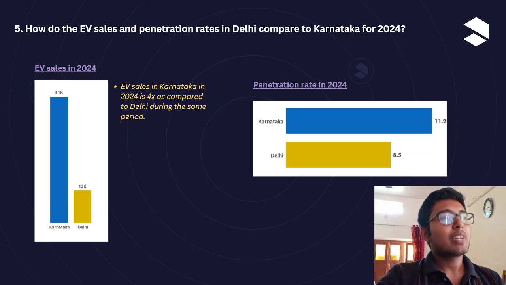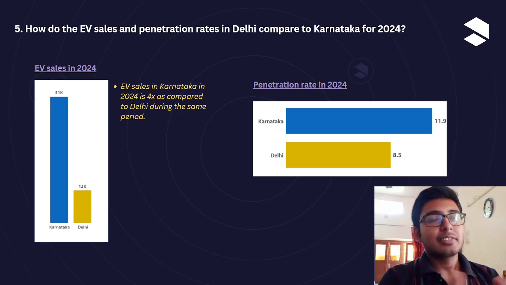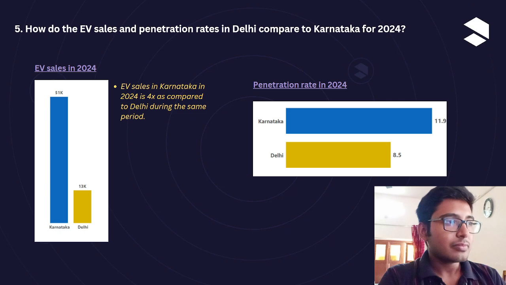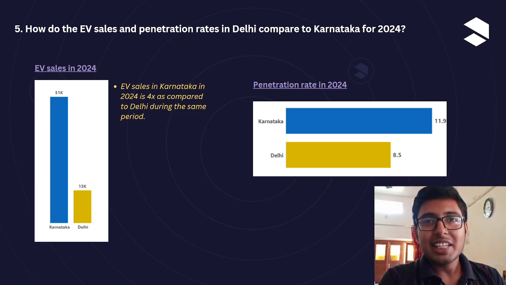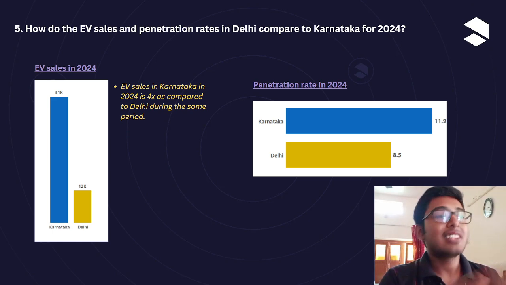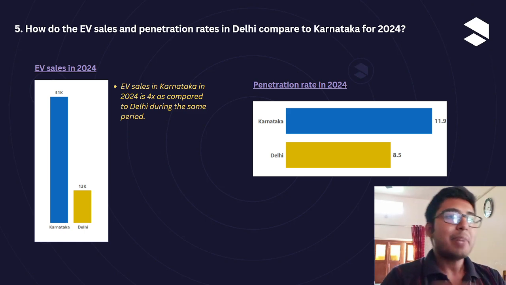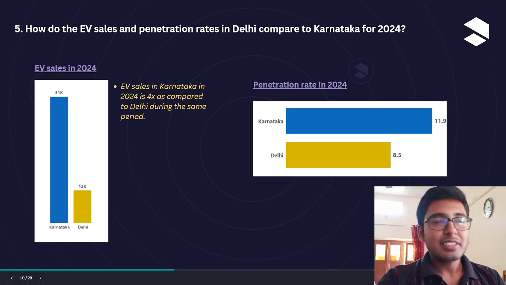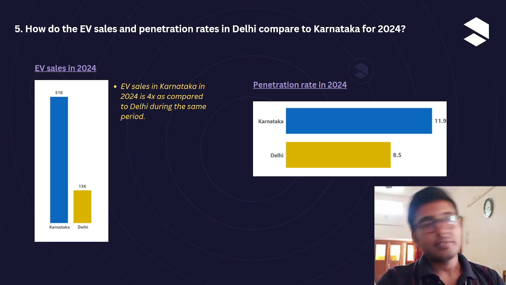Now moving on to the next query, they ask us to compare the EV sales and penetration rate in Delhi and Karnataka for 2024. So EV sales in 2024 in Karnataka are 51k, which is almost 4 times that of Delhi, which is just at 13k. And penetration rate in 2024 in Karnataka is 11.9%, followed by Delhi at 8.5%.